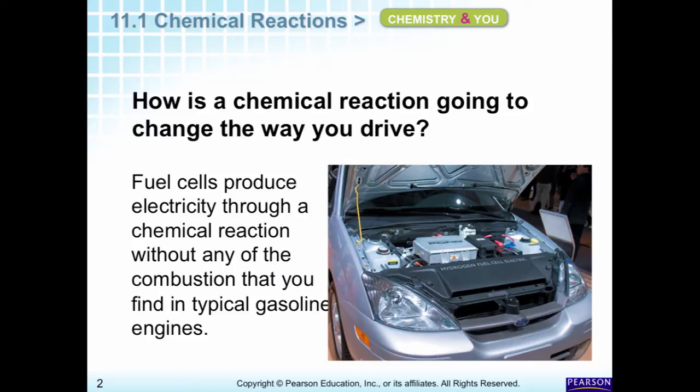Okay, here we have one of these newfangled cars that has a fuel cell in it. It's an electric car, but it doesn't get plugged in. It actually uses what's called a fuel cell, and a fuel cell uses a chemical reaction without the typical combustion you have of a gas engine. You are having a chemical reaction though, and we'll talk about that later in this presentation.